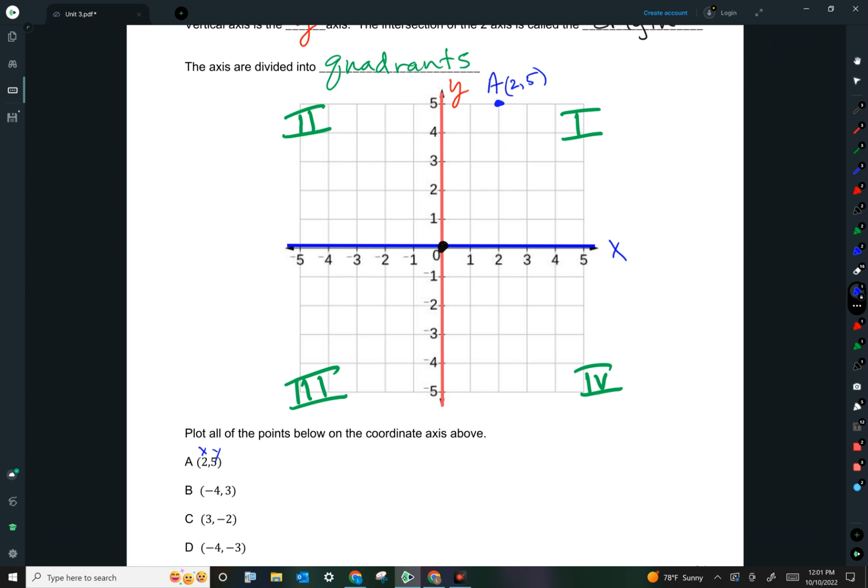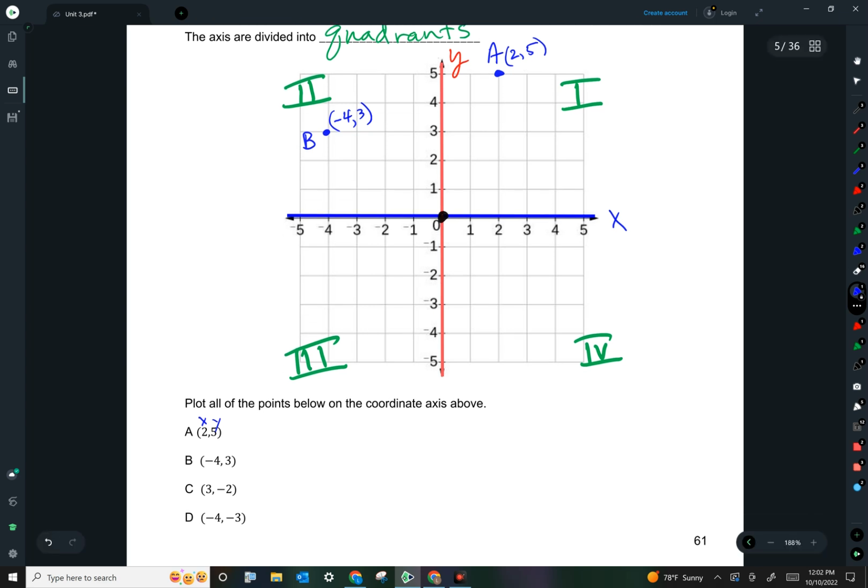All right, if I want to go to letter B, I'm going to go to where x is negative 4. So that's going to be over to the left. And then I'm going to go up to where y is 3. So right there at that intersection of negative 4 for x and 3 for y. And we'll call that point B. So that's over in the second quadrant. Okay, the third point is 3, negative 2. So go to where x is positive 3, and then down to where y is negative 2. So that's going to land over here in the fourth quadrant. That's 3, negative 2. And I'll call that point C.